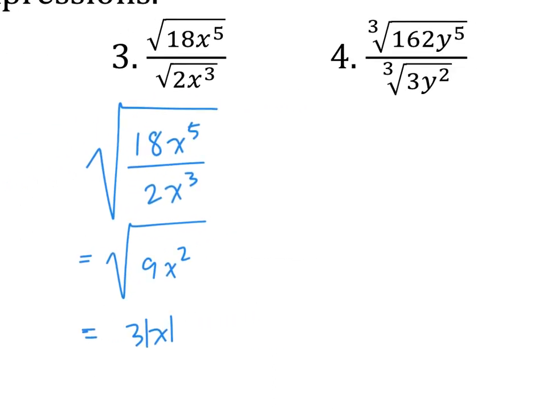Number 4. Can we divide? Yes. Why? Same index. Correct. All right, 162y to the 5th divided by 3y squared. You might need your calculator to simplify this. 162 divided by 3.